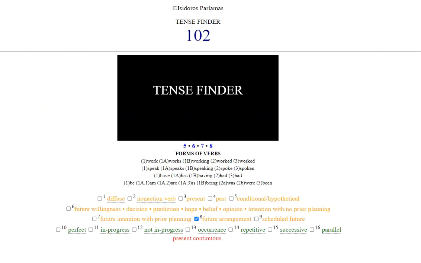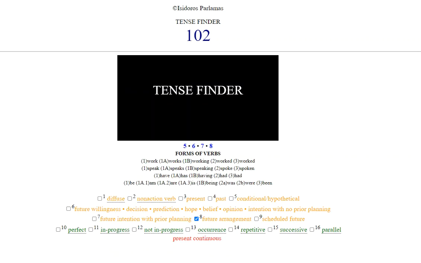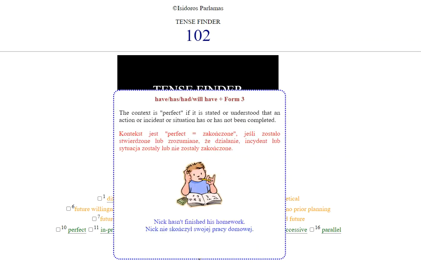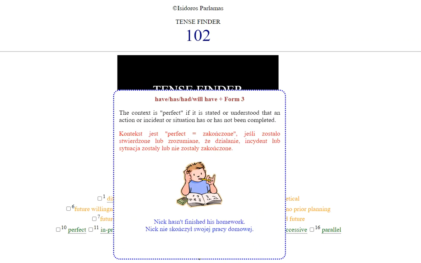And then after we have decided the time frame, one of the orange criteria, then we have to take a look at the perfect. Okay, is this perfect? What is perfect? The context is perfect if it is stated or understood that an action or incident or situation has or has not been completed. So you see here in the example, okay, Nick hasn't finished his homework.